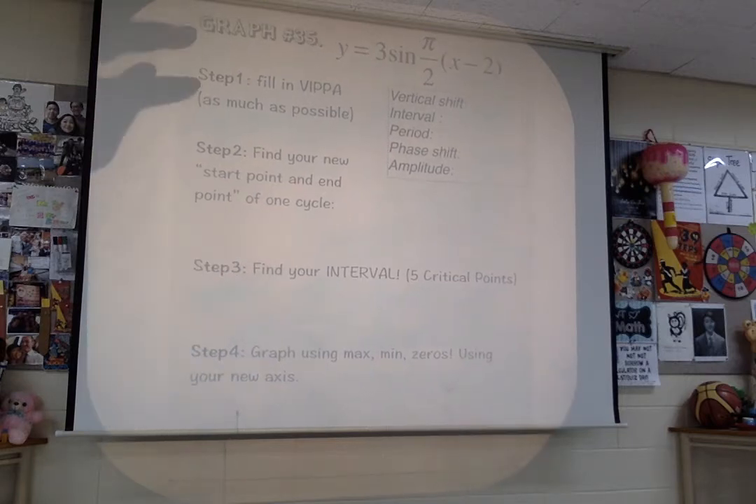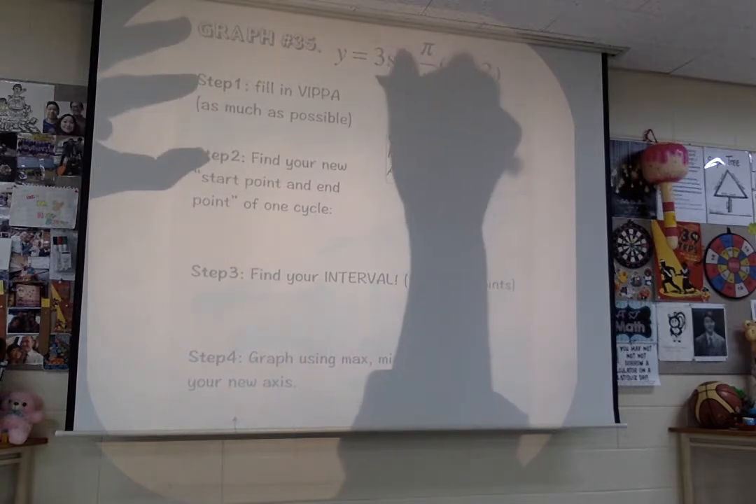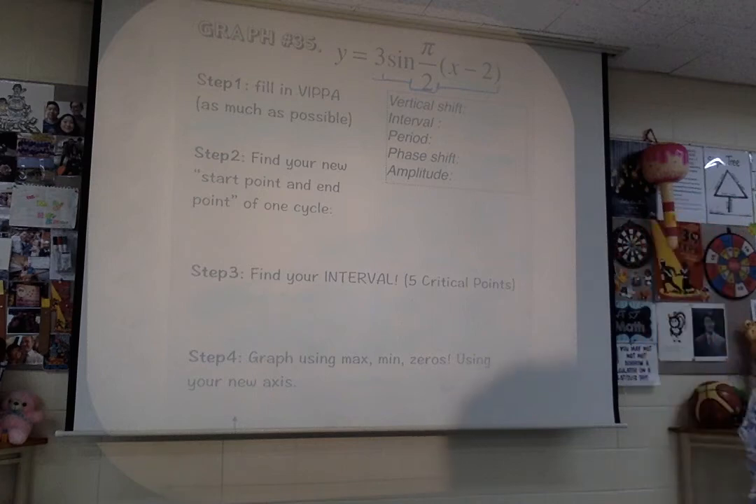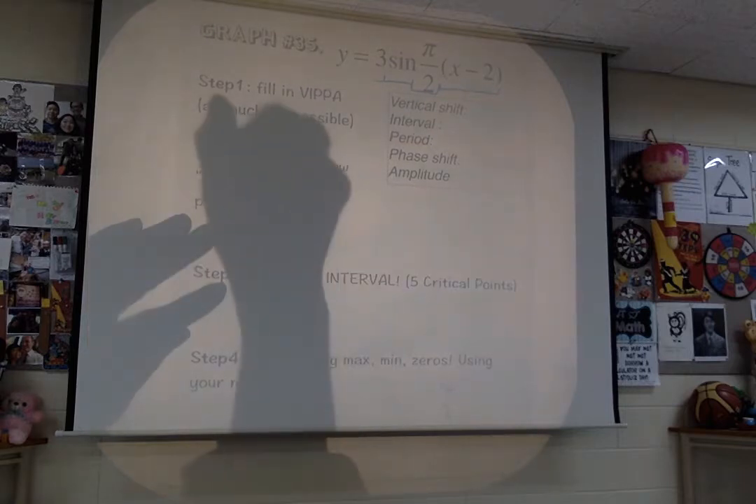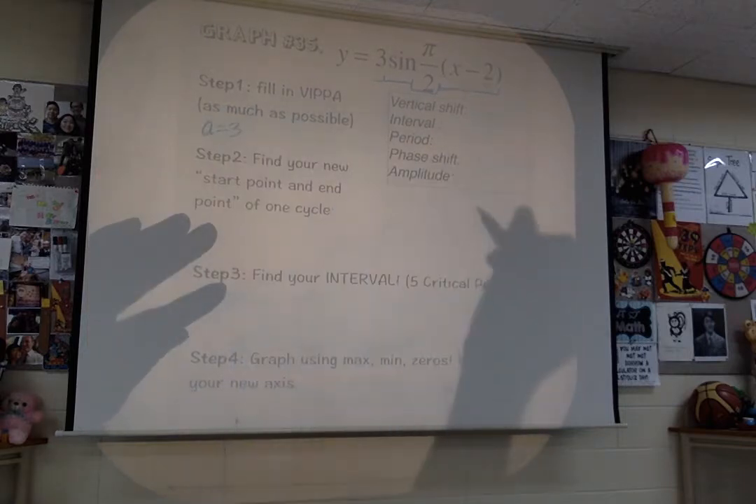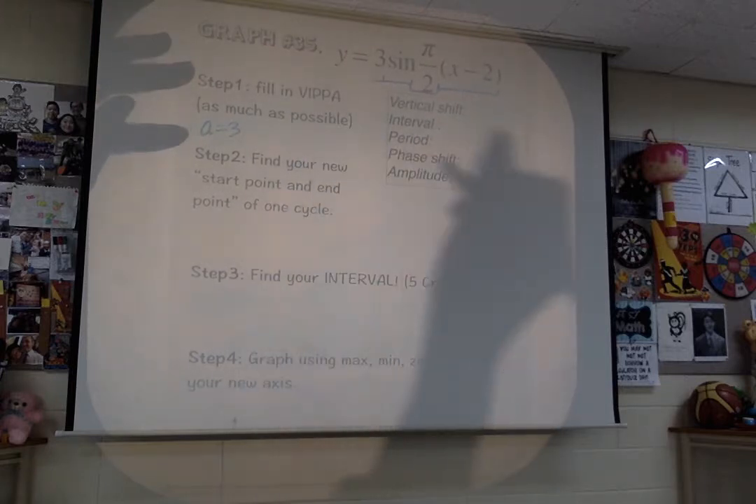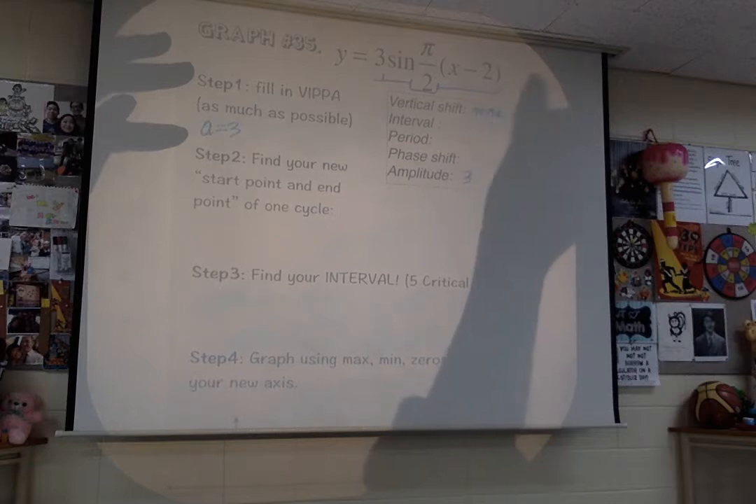So, first step of graphing, y equals 3 sine pi x minus 2. Okay, so recognize all your A, B, H, K, all those important values. Your A, amplitude, is 3. So let's actually fill in VIPA. Amplitude is 3, let's fill that in. What else do you know? Do you know the vertical shift? There is no vertical shift, right? Because there's nothing here. No K moved, okay?